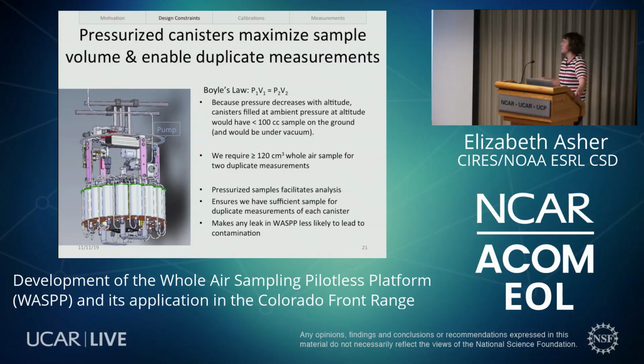I also mentioned that another design constraint we were interested in overcoming was having sufficient sample in each of our canisters to make duplicate measurements. One key difference between our instrument and other whole air sampling instruments on drones is that we have pressurized our canisters using a pump. We do that because if we collect a sample at altitude, especially if we are able to do longer, bigger vertical profiles, by the time we measure that sample on the ground, it would be slightly under vacuum. And so it would make analysis slightly more difficult. In our case, because we think we need 120 milliliters for duplicate samples, it would make getting duplicate samples out of our miniaturized canisters difficult or impossible.